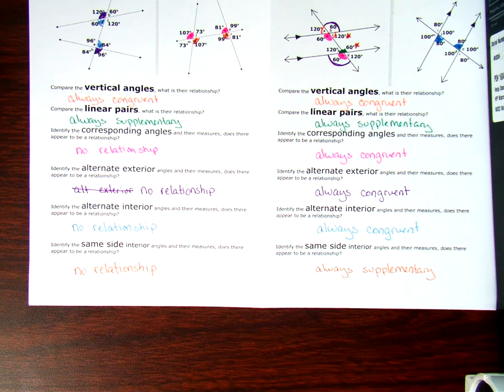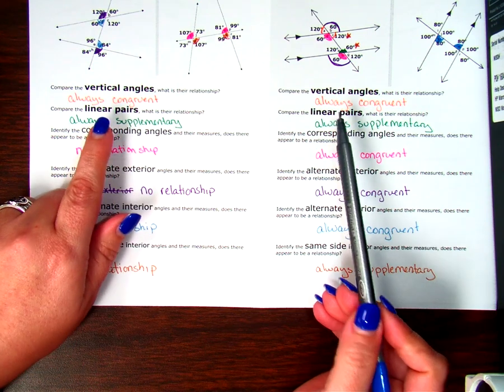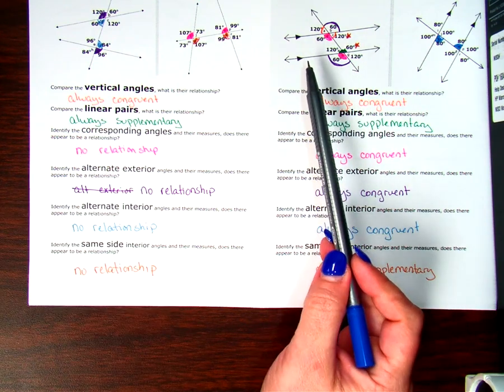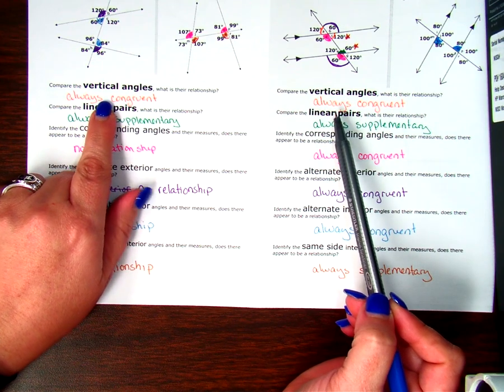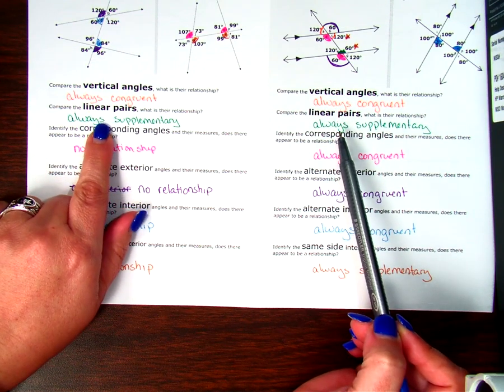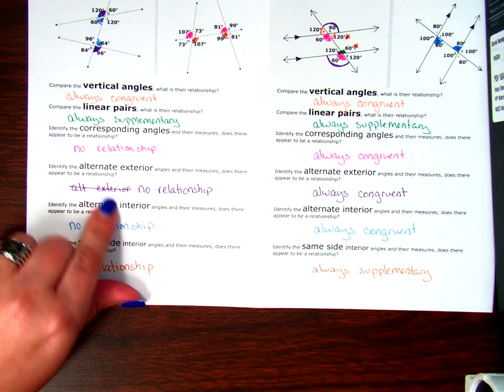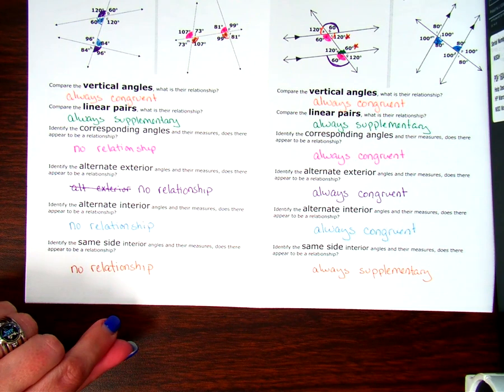All right, welcome back. So now we've talked about what the relationship is. When I have parallel lines, I know whether they're parallel or not, my vertical angles are always congruent. Linear pairs are always supplementary. There's no relationship with my other angles if my lines are not parallel.